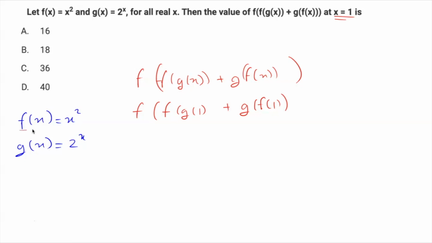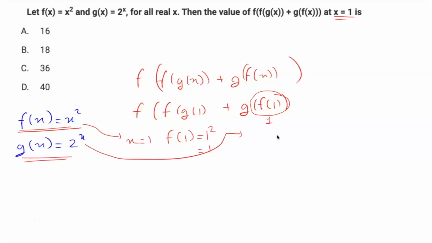We have been given f of x is equal to x square, guys. In this, if I substitute x is equal to 1, I will get f of 1 is equal to 1 square, which is equal to 1. So this entire term I can simply replace by a 1. Similarly, g of x has been given as 2 raised to x. So in this, if I put x is equal to 1, I will get g of 1 will be equal to 2 raised to 1, and that is 2. So in place of g of 1, I can simply substitute a 2.